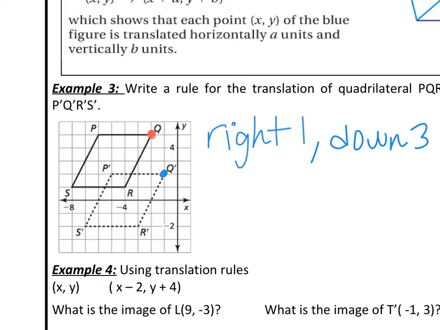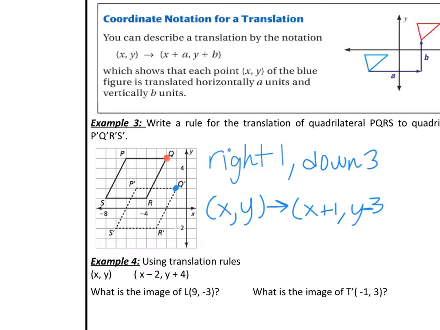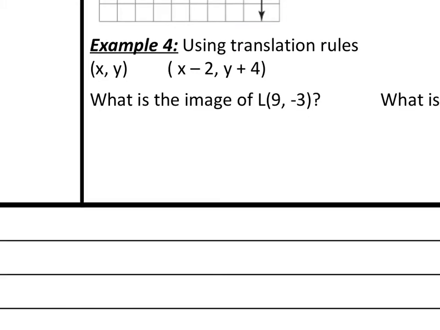So that would be, we write x, y. This is how we always write coordinate rules. x, comma, y goes to, with an arrow. You actually have to draw that. It's right 1, so it goes plus 1. Down 3 is y minus 3. Lastly, what's the image of L, which is at 9, negative 3, if this is your rule?